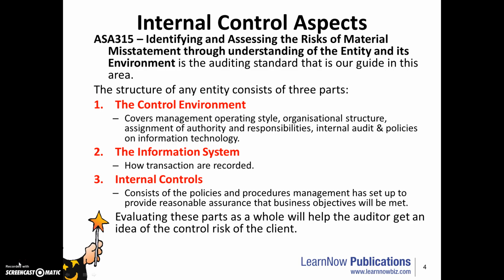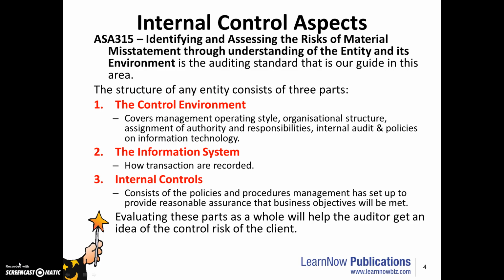The auditing standard ASA 315 identifies and assesses the risk of material misstatements through understanding of the entity and its environment. There are three parts to the structure of an entity: the control environment, the information system, and internal controls. Evaluating these parts as a whole will help the auditor get an idea of the control risks of the client.